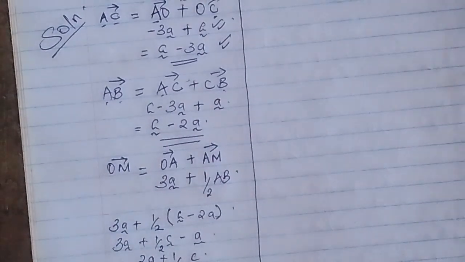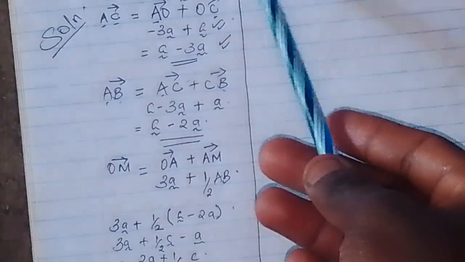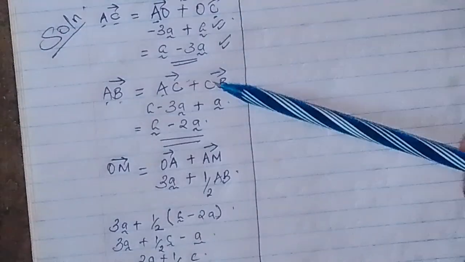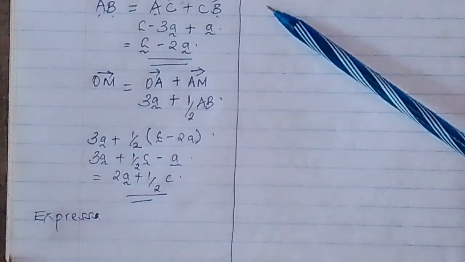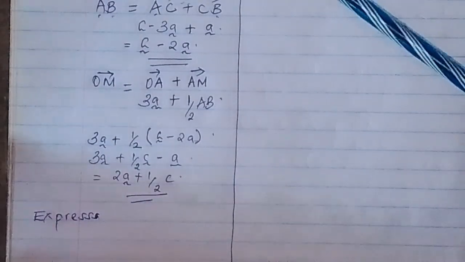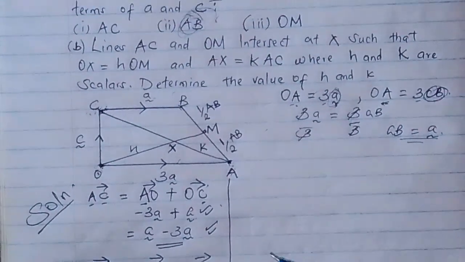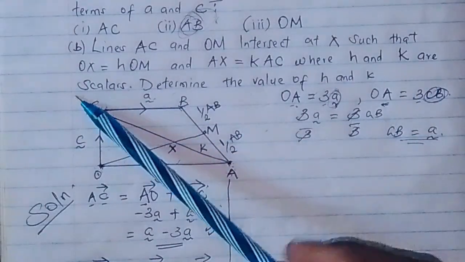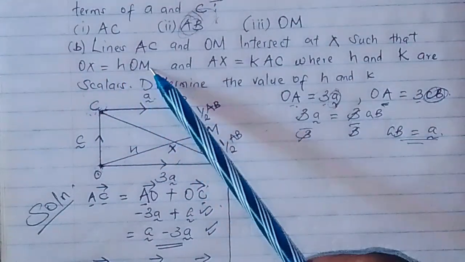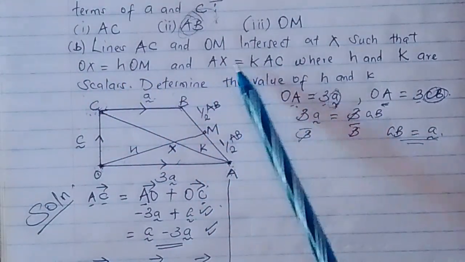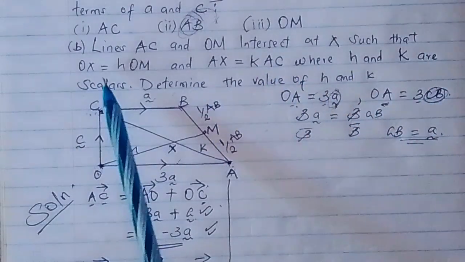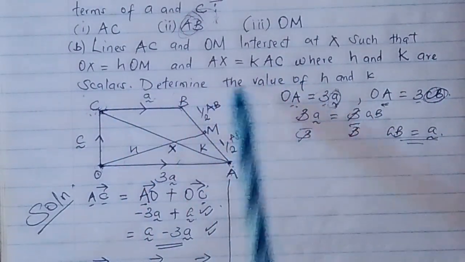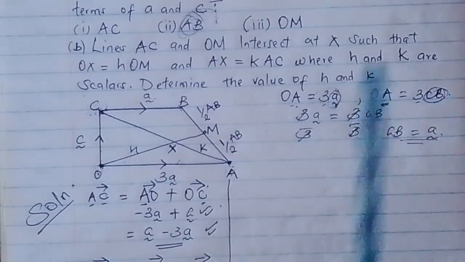Okay, now to the elephant in the house, we have to express. We have AX equals KAC, and OX equals HOM, where H and K are scalars. So we are going to determine the values of the scalars.